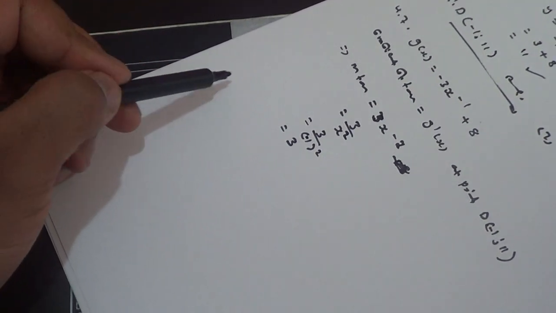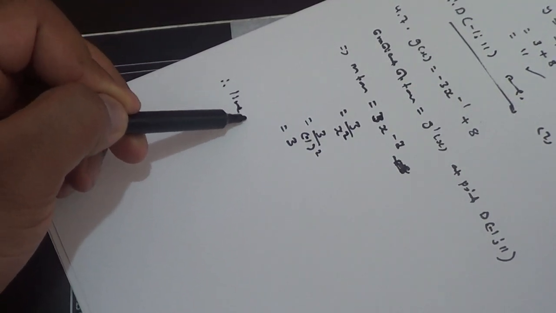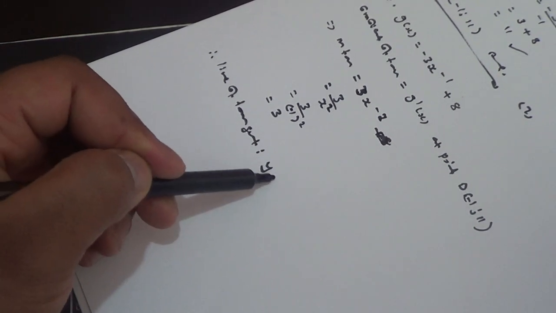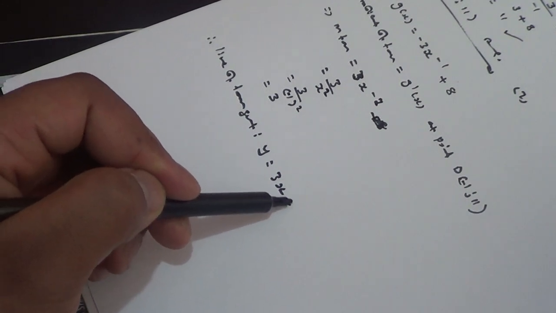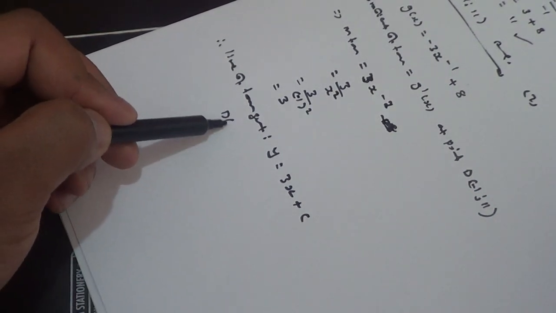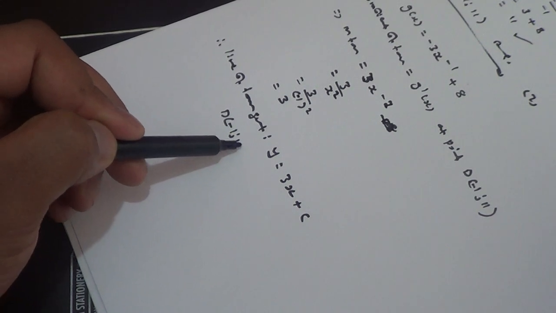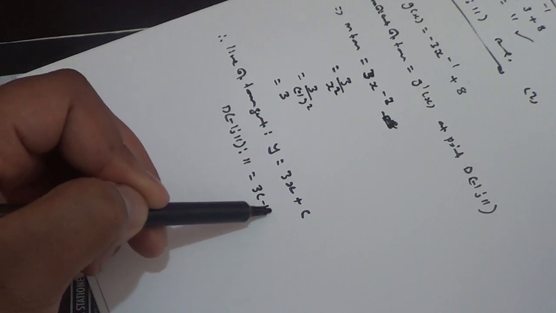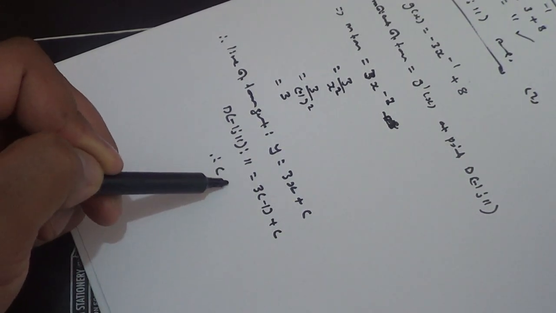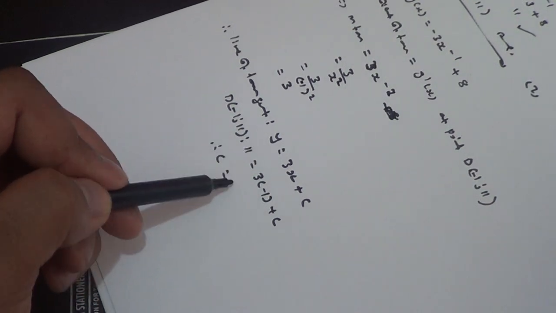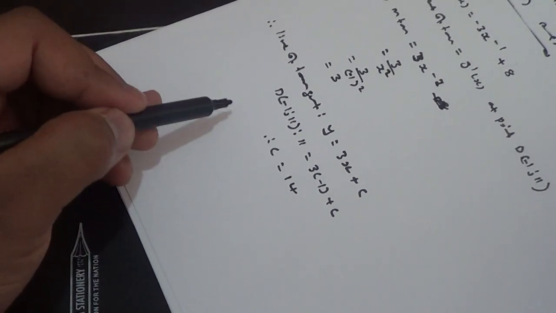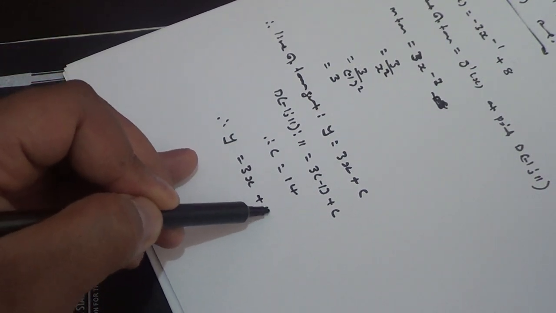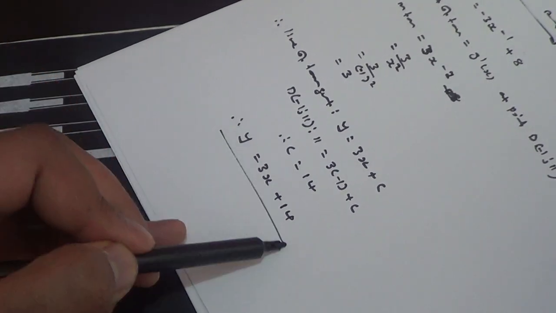We can say, therefore, the line of the tangent is such that y equals 3x plus c, and then through point D, which is minus 1 and 11, we will have 11 equals 3 into minus 1 plus c. Therefore c is, this is minus 3 crossing over, it gives us 14. Alright, therefore y equals 3x plus 14. So we are sorted.